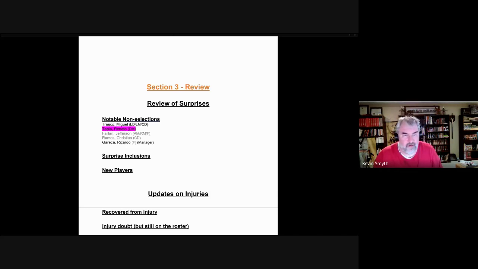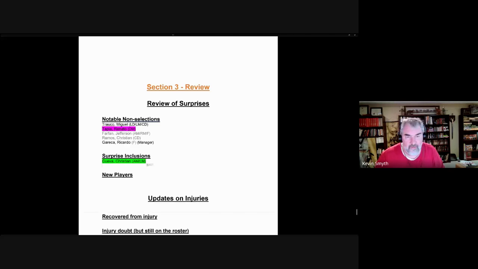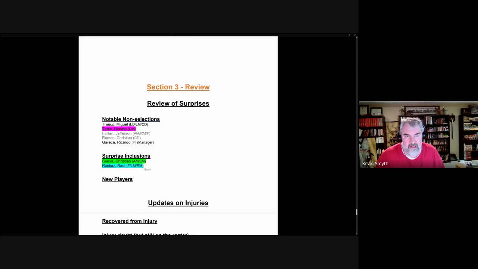Surprise inclusions include Christian Cueva. We had him as seemingly off the squad, but he is back. We have more to say about him in the injury section. We won't spend a lot of time on the surprises for the preliminary squad, but we do have a couple we want to mention. Raul Ruidiaz.